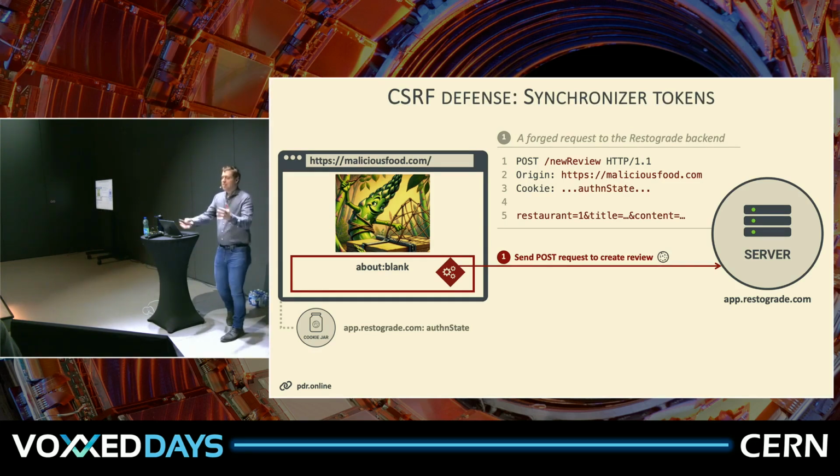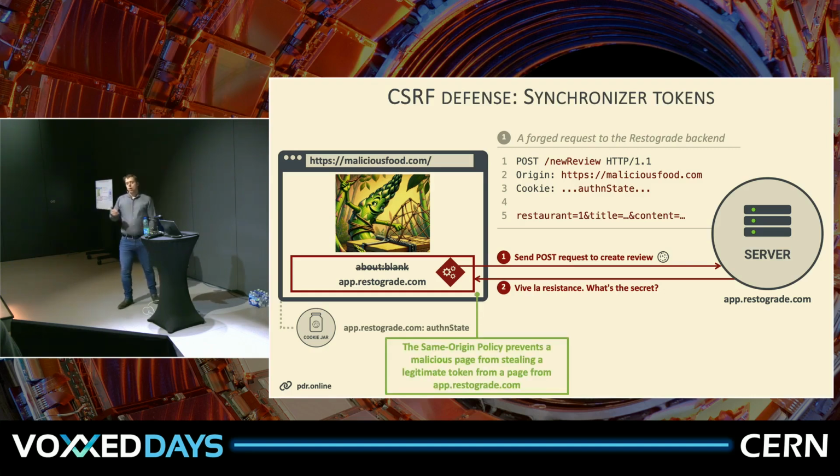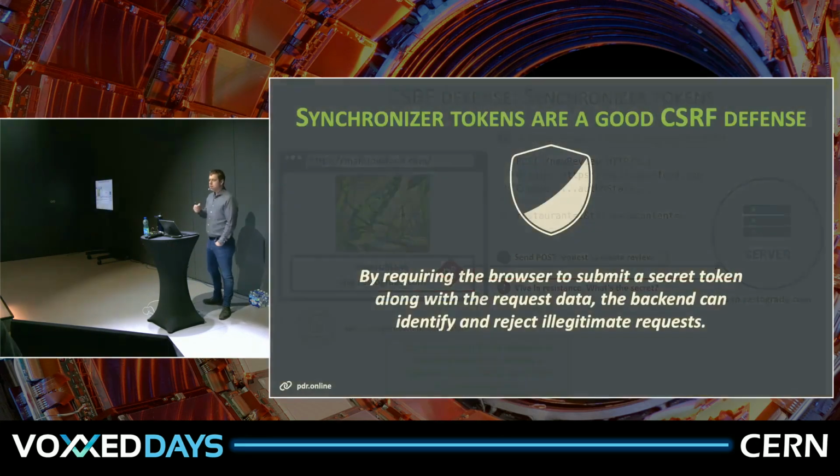But in this case, the attacker doesn't have the secret, so the server can be like, you don't know the secret, go away. And that's essentially why synchronizer tokens are a good defense against cross-site request forgery. And this pattern has been implemented by default, I think the first time in Ruby on Rails, and has made its way into a couple of different frameworks as well. This is good CSRF defense.